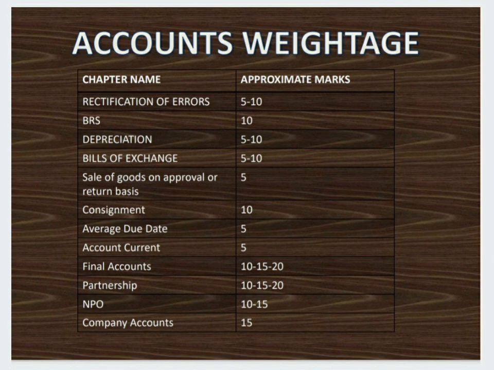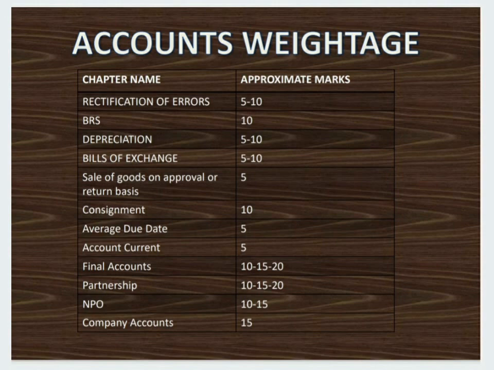Rectification of error carries a total of 5 to 10 average marks. BRS carries 10 average marks. Depreciation chapter carries 5 to 10 average marks. Bills of exchange carry 5 to 10 average marks. Sale of goods on approval or return basis carry an approximate 5 marks. Consignment carries approximate 10 marks. Average due date carries an approximate 5 marks. Account current carries approximate 5 marks.